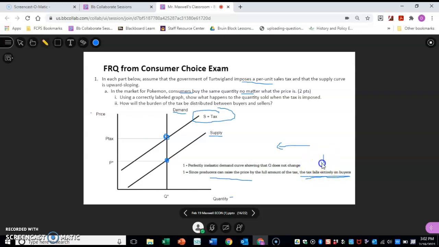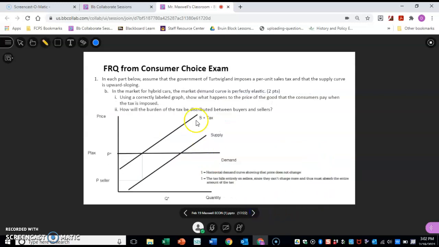If you said it was more on buyers, less on sellers, you did not get the second point. Second question, in the market for hybrid cars, demand is perfectly elastic. That is the E, right? When we label that on the graph, E horizontal, demand curve is elastic. So we start with the supply curve, and my translation here from PowerPoint to wherever we are didn't work. So here's our Q star, should have been somewhere around there, equilibrium, and P star here.